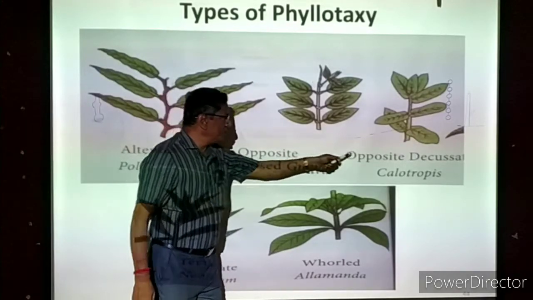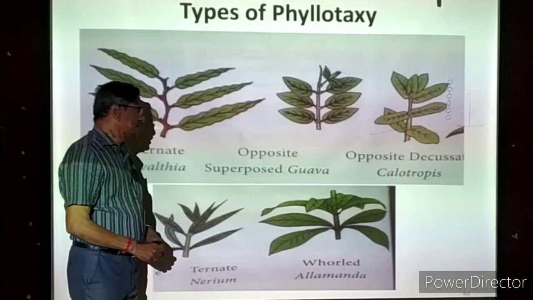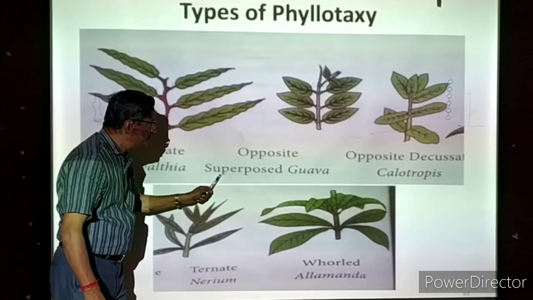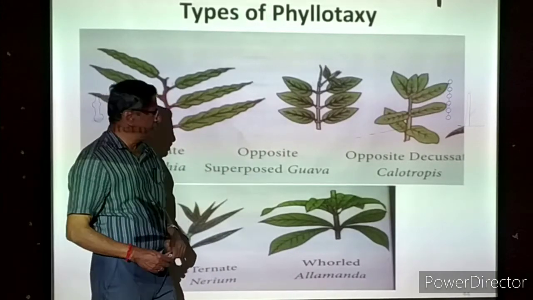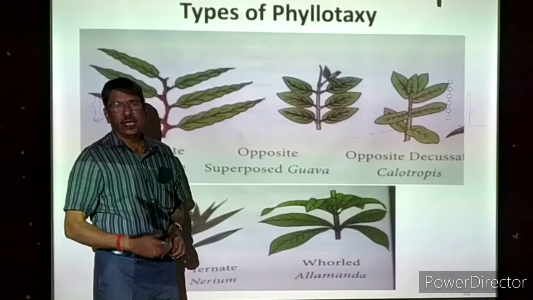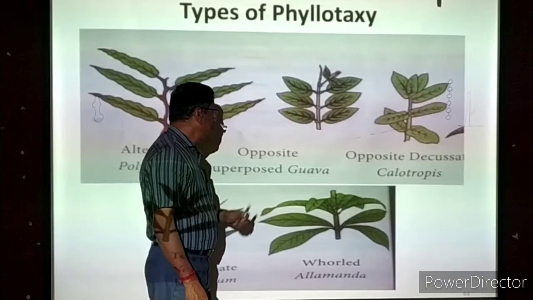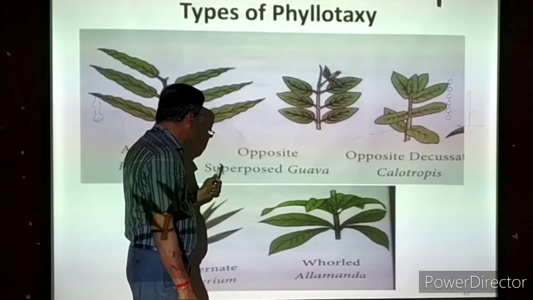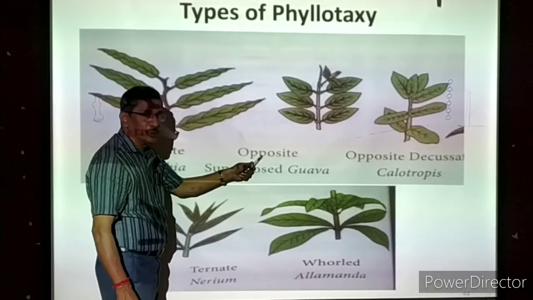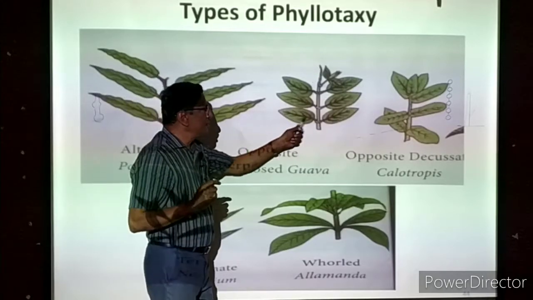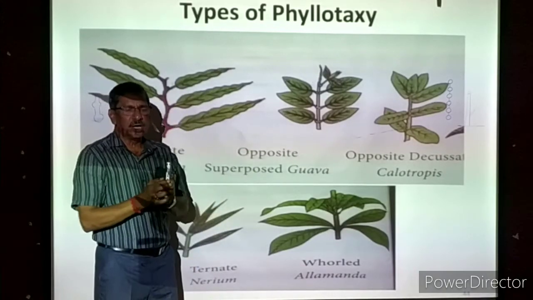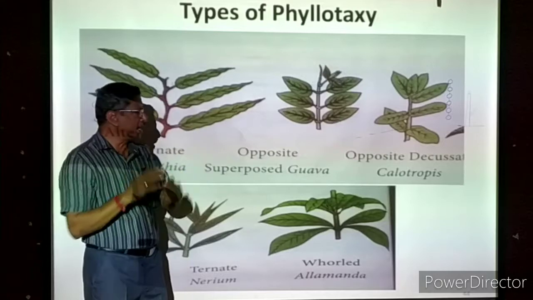So in the opposite phyllotaxy, there are two types. One is called superposed opposite phyllotaxy. Example, guava. Even the guava sapling, everything is there at the back side. You can see that guava. Now, what is the meaning of superposed? Opposite I told you. One node is bearing two leaves. The two leaves are not present in the same direction, but in the opposite direction.